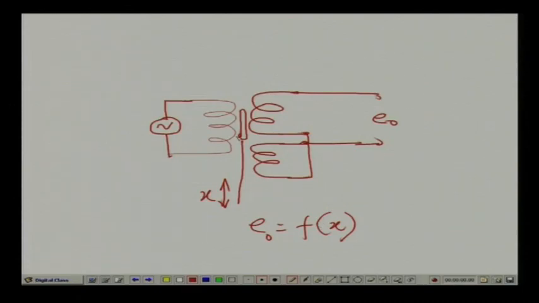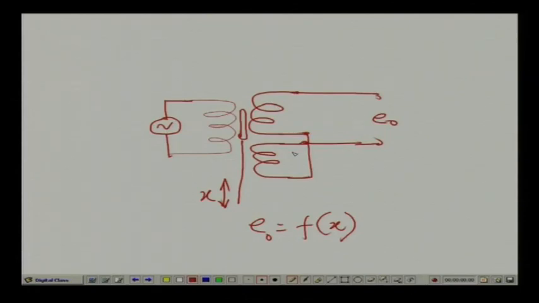At the geometric mid position, I should get a null voltage, a 0 voltage, because these two secondary voltages will cancel each other out. I am supposed to get a 0 voltage, but due to mismatch of the secondaries, I will always get some non-zero voltage, right.